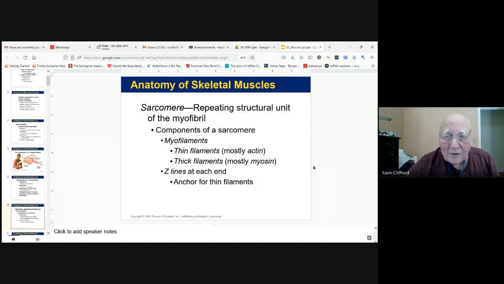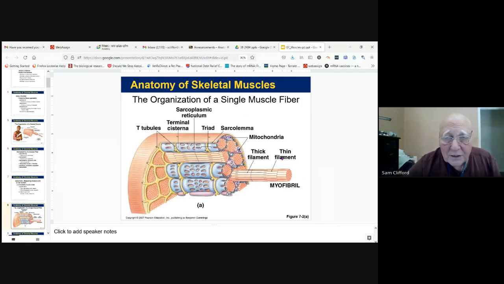So let's move on to a picture. So here's an image. So the entire muscle. This right here is a single muscle fiber or a cell. So it's surrounded by a sarcolemma and will be surrounded by endomysium. So T tubules allow electrical signals to get into the muscle.